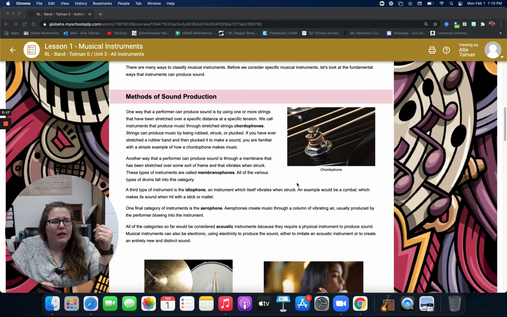Another way that a performer can produce sound is through a membrane that has been stretched over some sort of frame and that vibrates when it's struck.